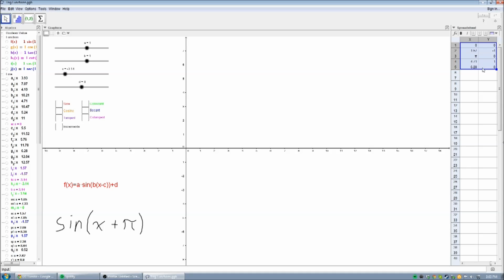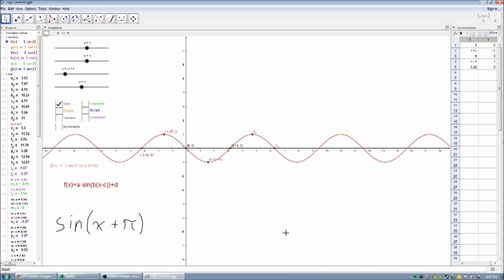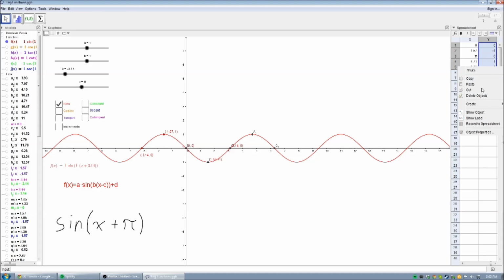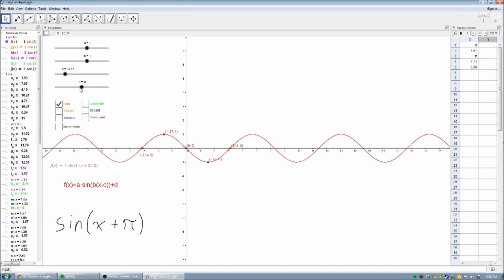I now want to plot these points. And list of points, okay, there is my plotting. And if I turn on the sine function, boom, there it is. Now again, the key points on the function itself have shifted in a strange way. So we will get rid of these points. Delete those. And now let's look at it.